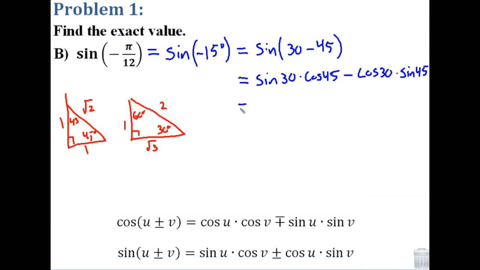Okay, doing this a piece at a time. Sine of 30 is going to be equal to 1 over 2. Cosine 45 is going to be, if we use this 45 here, 1 over root 2 again. And then minus cosine 30 would be root 3 over 2. And sine 45 will be 1 over root 2.